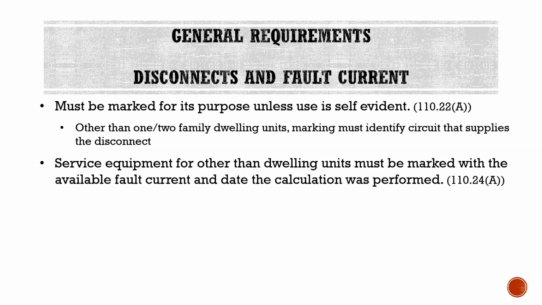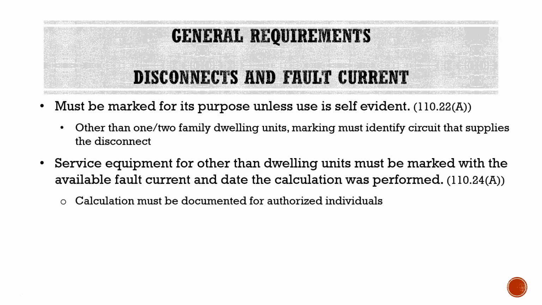Now we're going to be talking about disconnects again. As I said, we just walk through the NEC in these lectures, so we do have to bounce around a little bit. As you can see here, 110.22(A) was talking about disconnects, and then 110.24 is talking about service equipment. So the NEC likes to bounce around a little bit, but we are sticking with the theme of marking, because 110.24(A) tells us that service equipment for other than dwelling units must be marked with the available fault current and the date the calculation was performed.